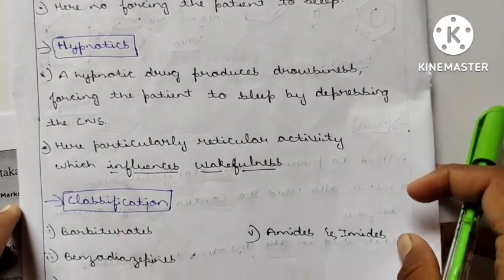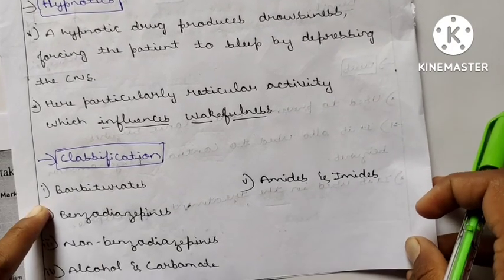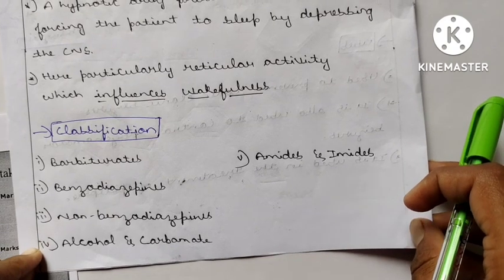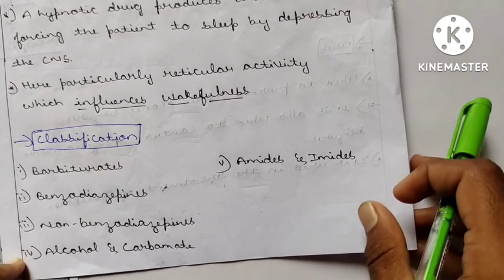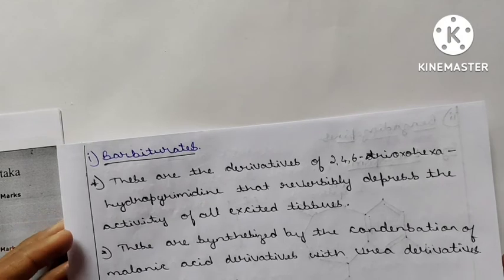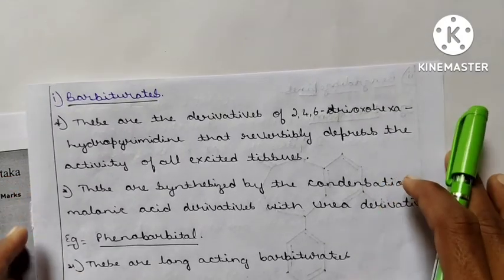Now the classification of these hypnotics and sedatives: barbiturates, benzodiazepines, non-benzodiazepines, alcohol and carbamate, amides and imides. These are the five classes which come under hypnotics and sedatives. First we discuss the barbiturates. You write this one, barbiturates.